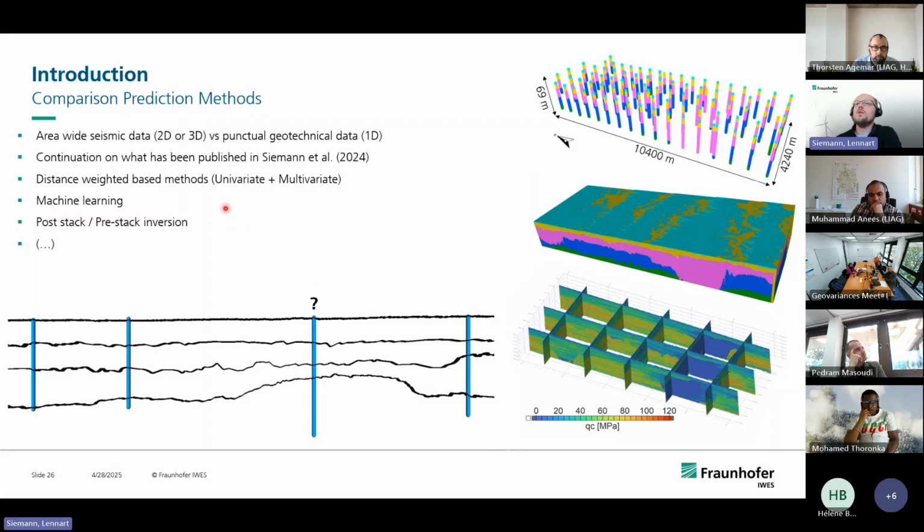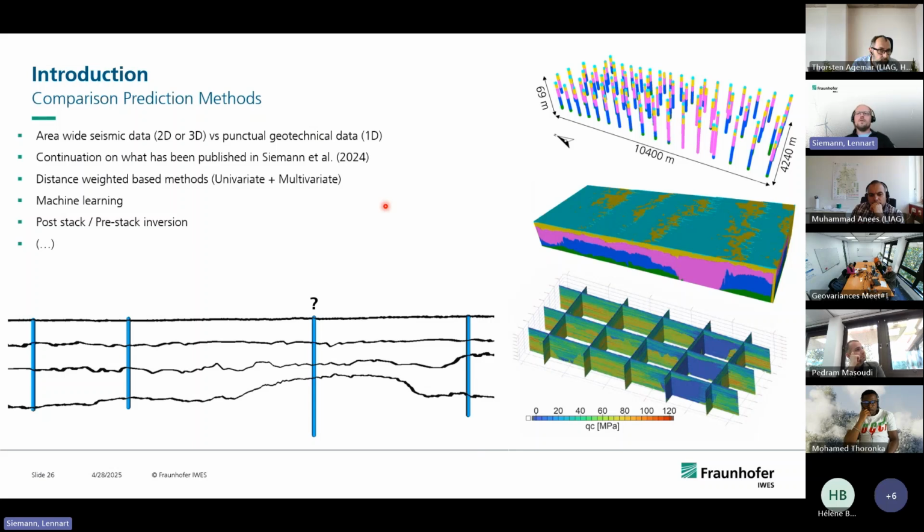But again, as an overview, as you know, we work with 2D data. I mean, it could be 3D as well, but you were talking about 2D and geotechnical data, which is point information of the situation. What I've shown now is a continuation of what we published last year, together with Pedram. And there's a publication on that as well, so you can have a look at the different prediction methods we have tested.